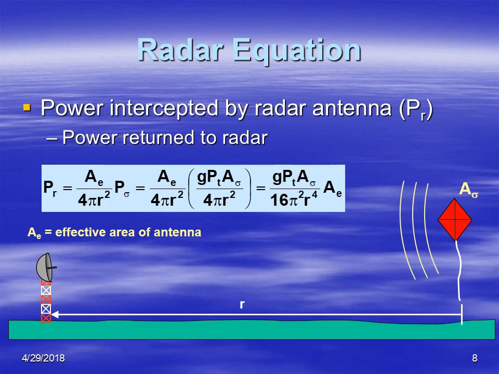If you multiply all of that out, you see you got 4 times 4 is 16, you got 2 pi's, you got r raised to the 4th, and you've got the area of the scatterer or the kite and the area of the antenna, and of course the initial power that was transmitted. And then finally G is your gain, the gain of the antenna. In other words, how well focused is that radar beam. That's what we're looking at.